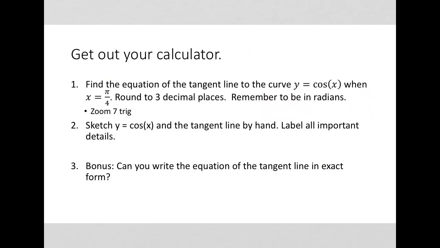First thing we're going to do is pretend it was last class, and find the equation of the tangent line to the curve y equals cosine of x when x equals pi over 4. So two things I want you to know. I want you to round to 3 decimal places. You need to remember that you have to be in radian mode for this to work properly.